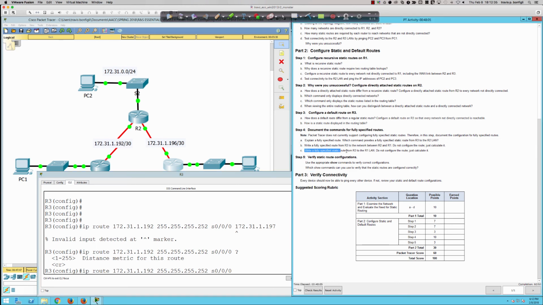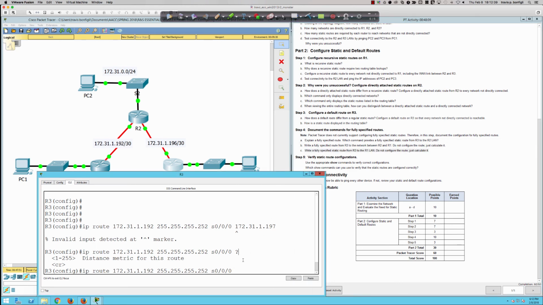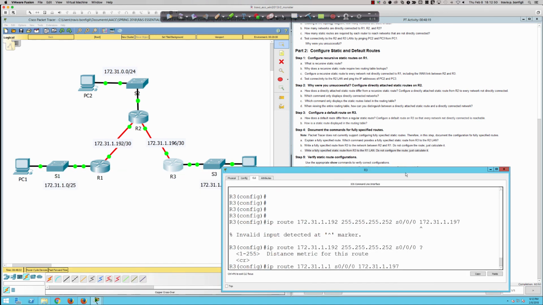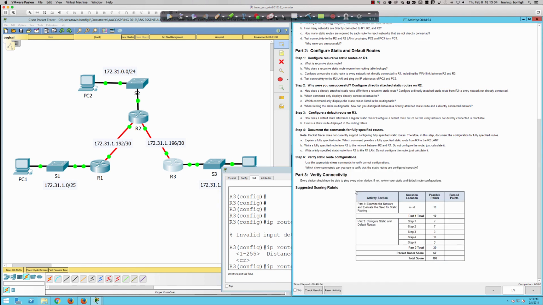So write a fully specified static route from R3 to the R1 LAN. Well, it would be that right there, except the network would be different. It would be 172.31.1.0, and then 255.255.255.128. And that is what the entry would be on router 3.